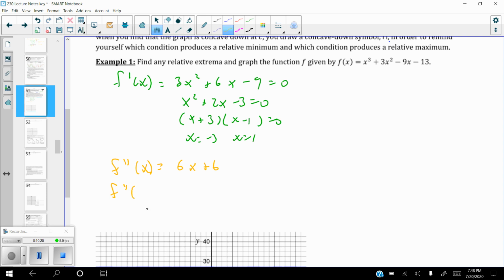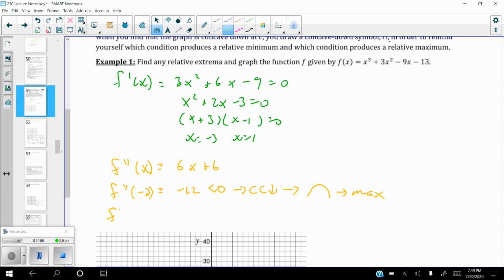So I'm going to test out f double prime at -3. Well, if I plug in -3, we get -18 plus 6, which is -12. -12 is a value which is less than 0, meaning that the second derivative is negative, or concave down. So that is concave down, which indicates, since it was a critical value and it's concave down, it's going to look something like this, which means that we have to have a maximum at -3.